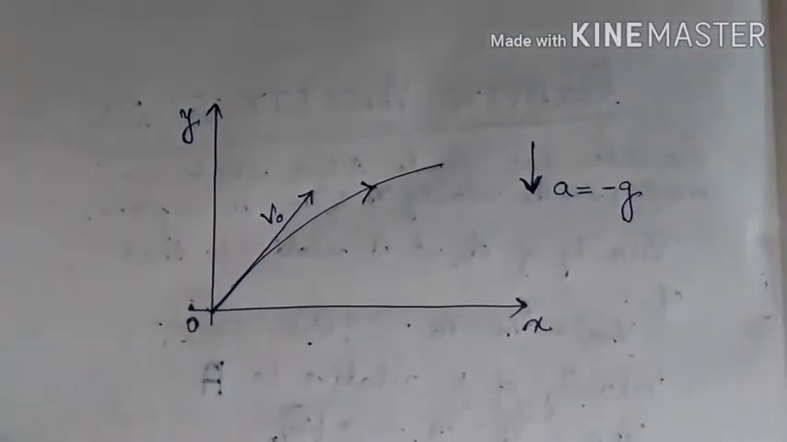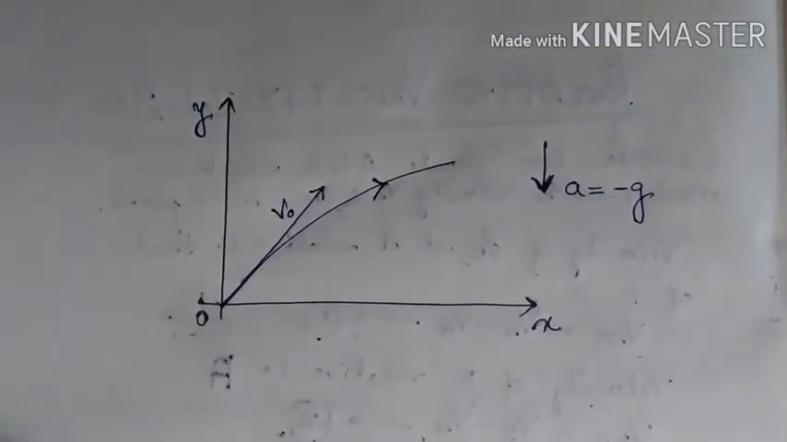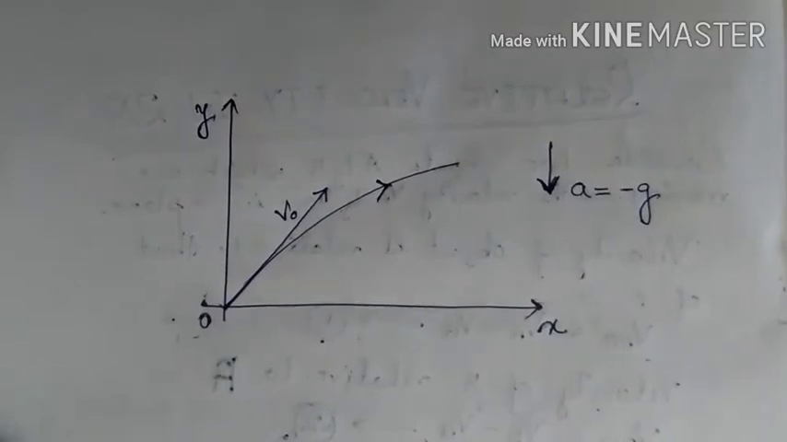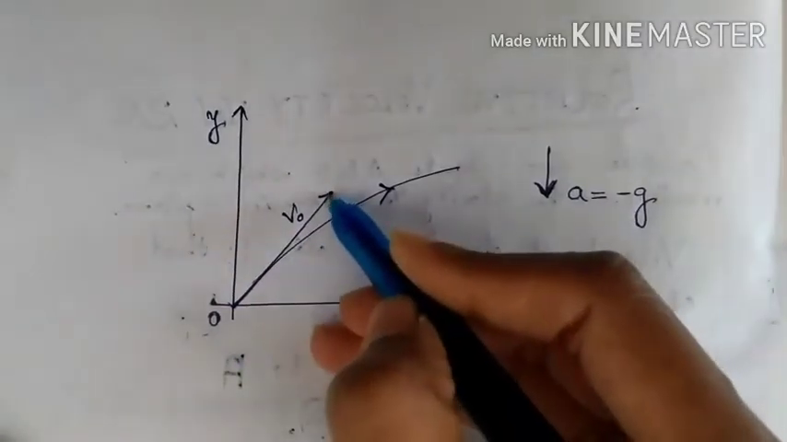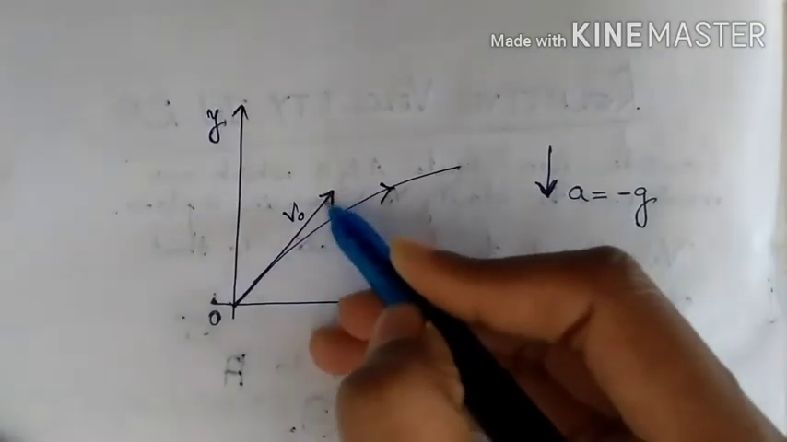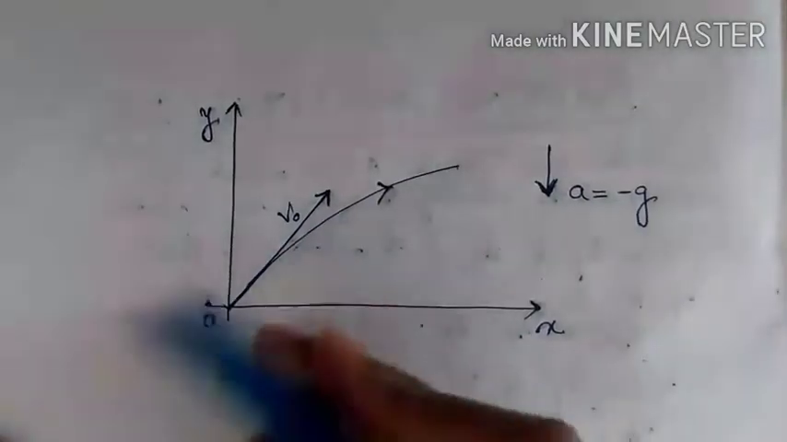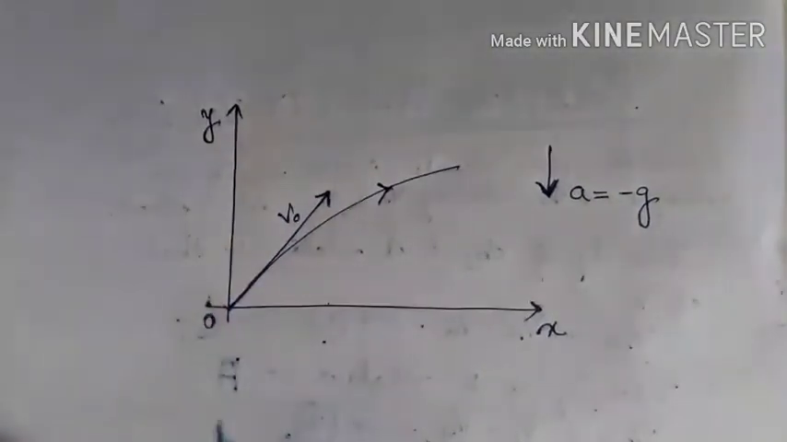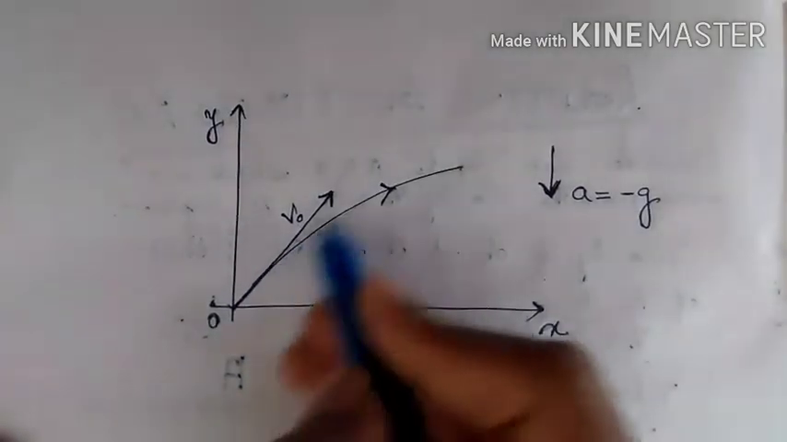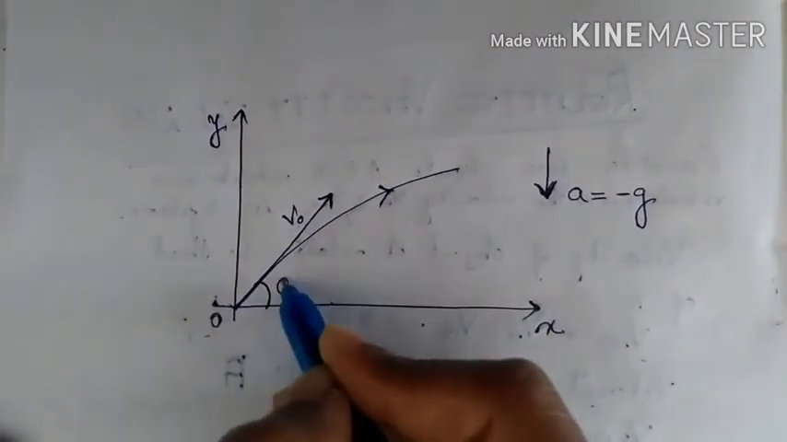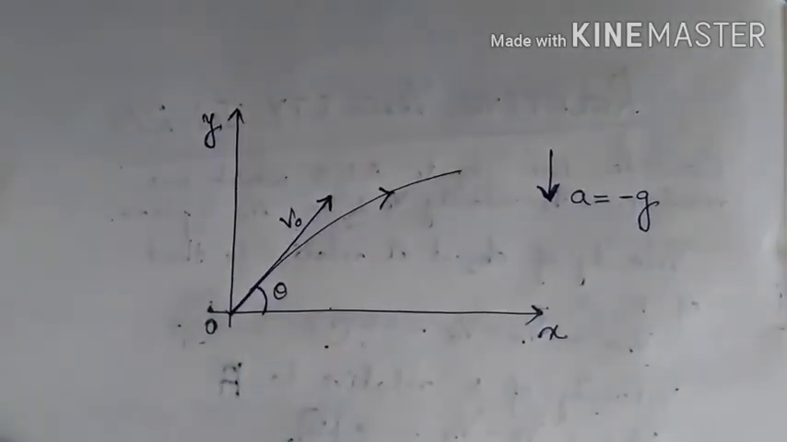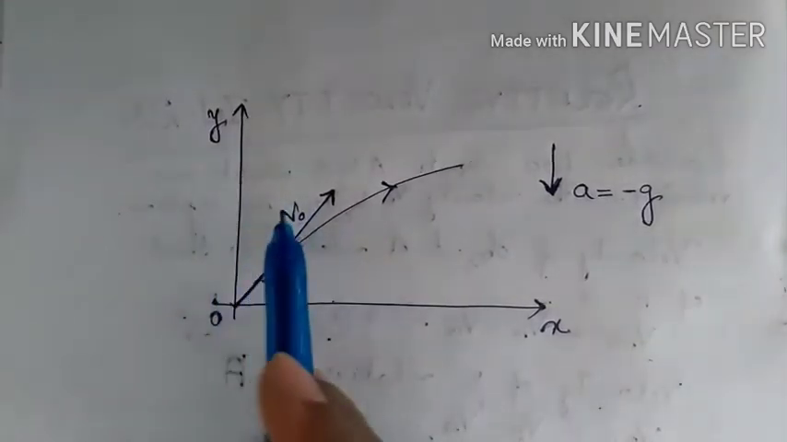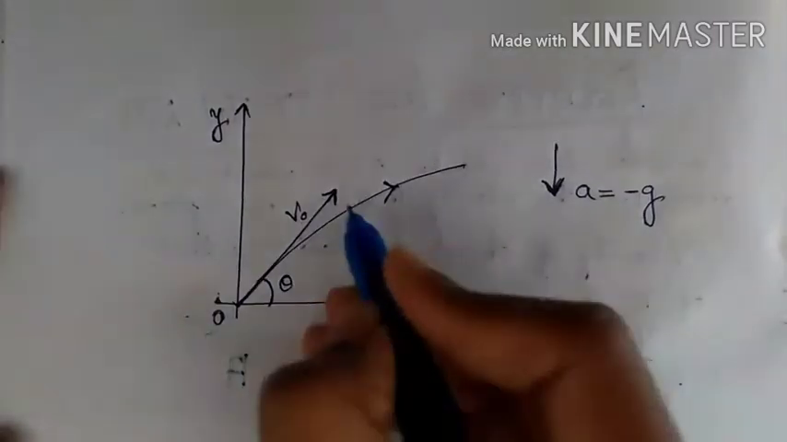Now, in our previous lecture, we learned how to get the components of a given vector. Here I have drawn the vector for the initial velocity. Now I want the x component of v naught and the y component of v naught. Let's suppose this projectile makes an angle theta with the x-axis. Now what will be the component of v naught along the x-axis and along the y-axis? Let us understand that.